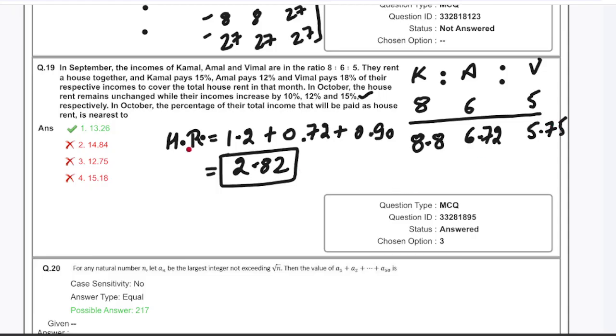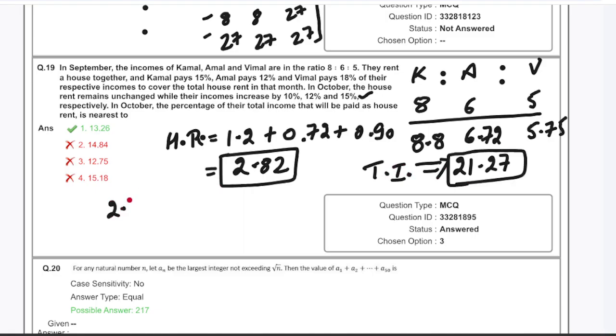Now the question is, in October, the percent of the total income that will be paid as house rent is nearest to. The house rent is 2.82. The total income, that is 8.8 and 6.72, 15.52, and 5.75, 21.27. The total income now is 21.27. Now we just have to find out what is the percentage. So 2.82 divided by 21.27 multiplied by 100. That we have to find out.